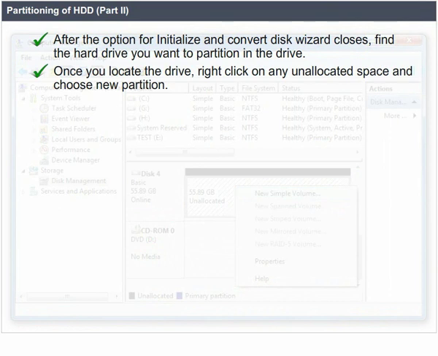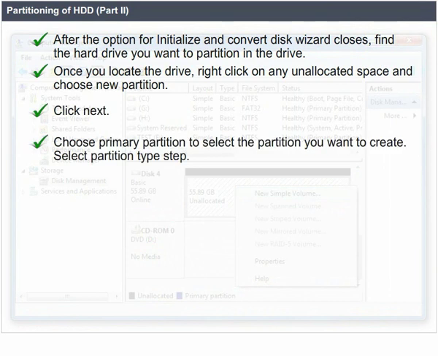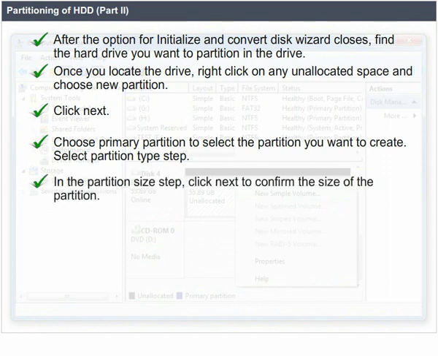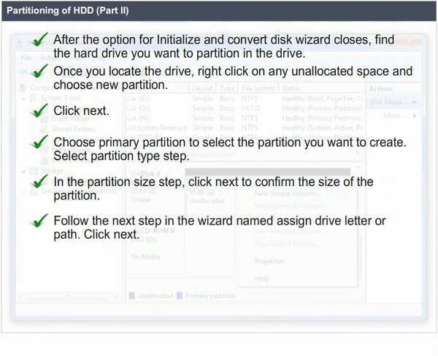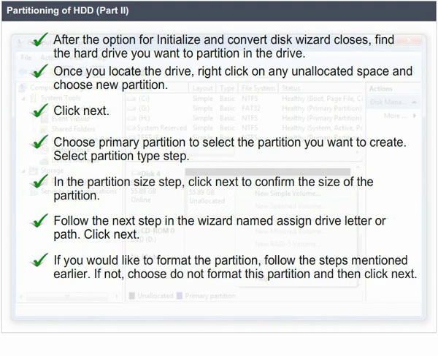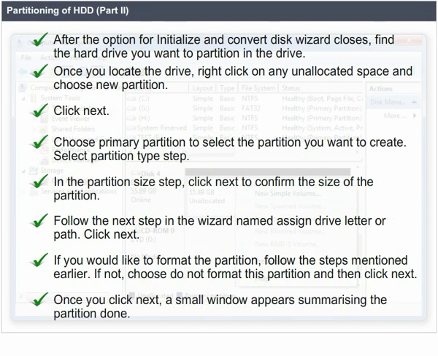Choose Primary Partition to select the partition you want to create. Select Partition Type step. In the Partition Size tab, click Next to confirm the size of the partition. Follow the next step in the wizard named Assign Drive Letter or Path. Click Next. If you would like to format the partition, follow the steps mentioned earlier. If not, choose Do Not Format this partition and then click Next. Once you click Next, a small window appears summarizing the partition done.